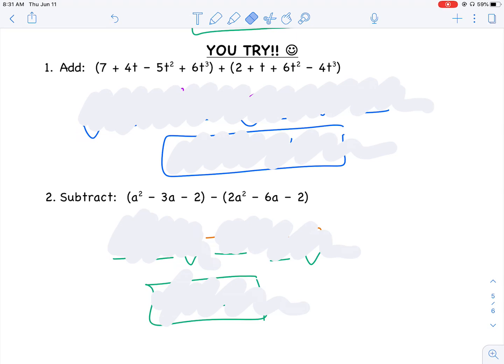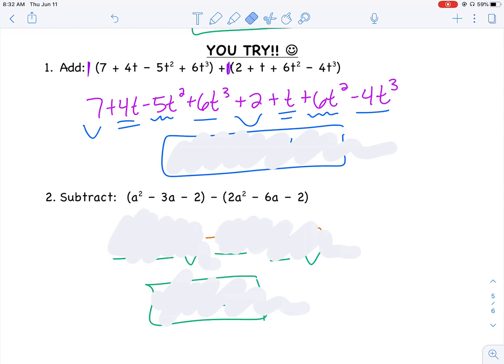All right, for the first one, remember we always want to distribute to get rid of the parentheses. So in this first one, I'm going to distribute a positive 1 and a positive 1 to both sets of parentheses. I end up with a whole bunch of different terms, and now I should be able to combine like terms. Writing my polynomial in standard form, I'm going to start with my t cubed first. So I have a 6t cubed minus 4t cubed. That gave me a 2t cubed.